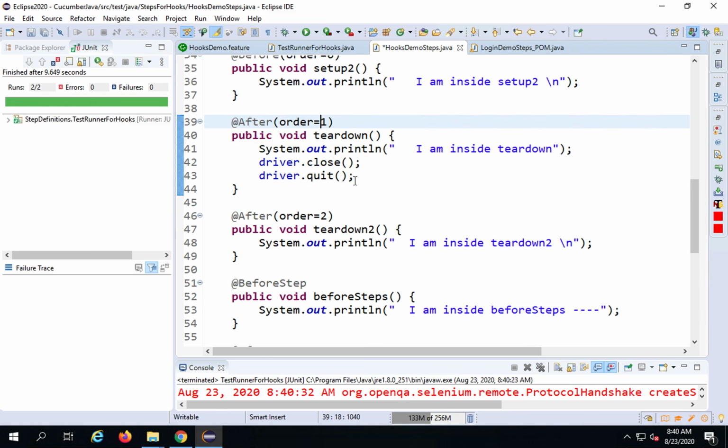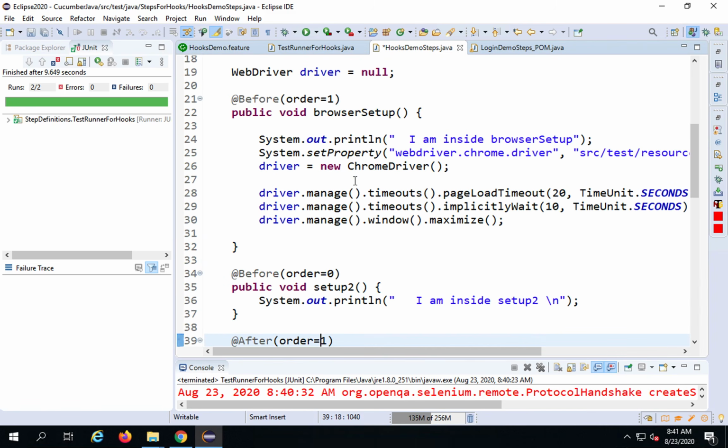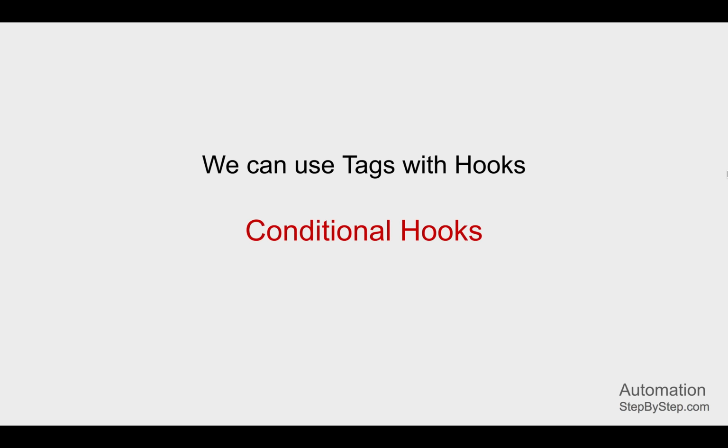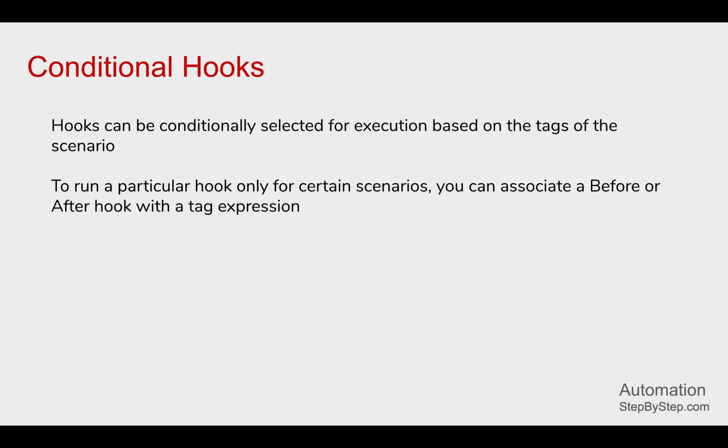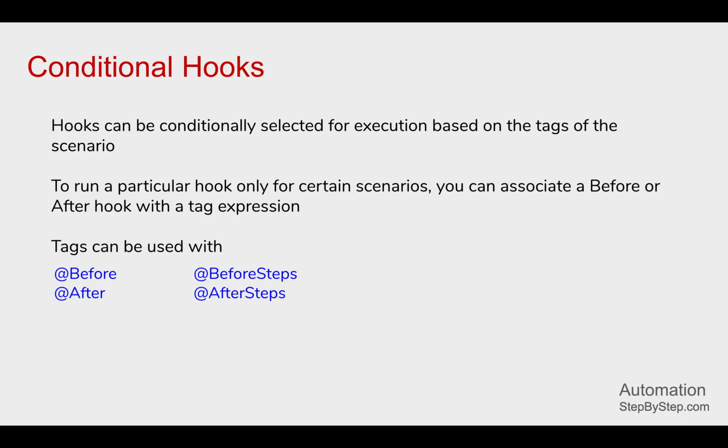So you can use negative numbers or any number, it will work as per the sequence. Now let us go to conditional hooks, and conditional hooks means we can use tags with hooks. So hooks can be conditionally selected for execution based on the tags of the scenario, and if you want to run a particular hook only for certain scenario, you can associate before or after hook with tag expression, and this is how you can use tags with all these annotated functions.